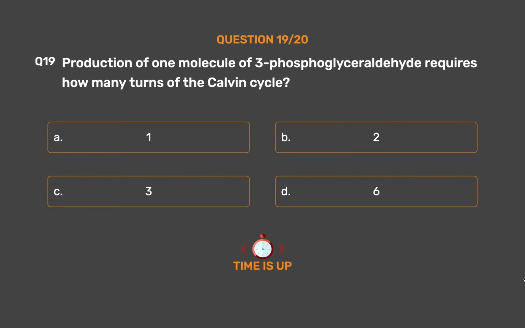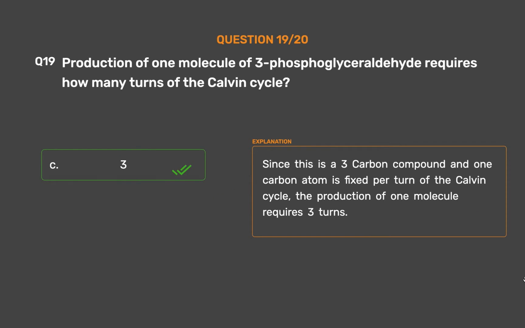The correct answer is option C, 3. Since this is a 3-carbon compound and 1 carbon atom is fixed per turn of the Calvin cycle, the production of one molecule requires 3 turns.